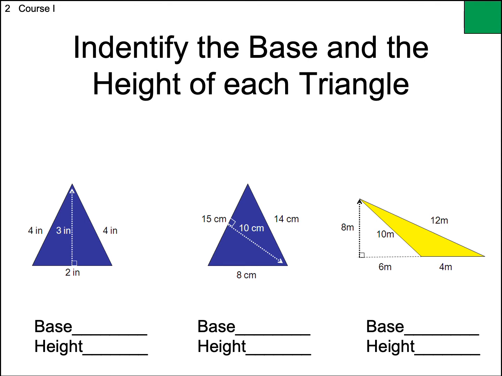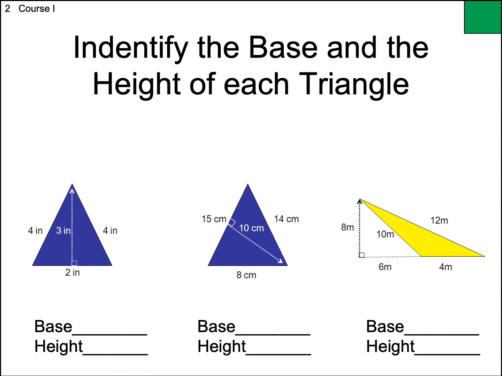All right, so in the next box on your Google form, it's going to say identify the base and the height of the triangles. So there's three triangles there. Go ahead and pause the video and then write down the base and height of the left, the middle, and the right triangle. How'd you do? Well, let's check your work.